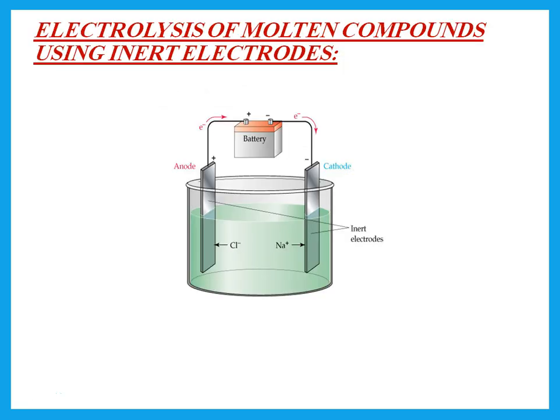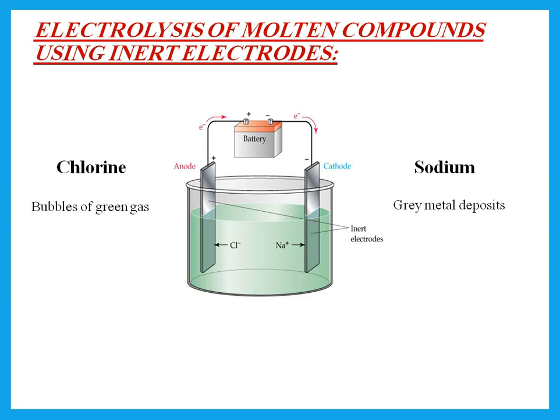So for example, if he says he's doing electrolysis of molten sodium chloride, what ions do we have? This is how we think about it. Molten sodium chloride means I have sodium ions and chloride ions. The sodium ion is positive, so it goes to the cathode. Chloride ion is negative, so it goes to the anode. So this forms chlorine gas at the anode and sodium metal at the cathode.